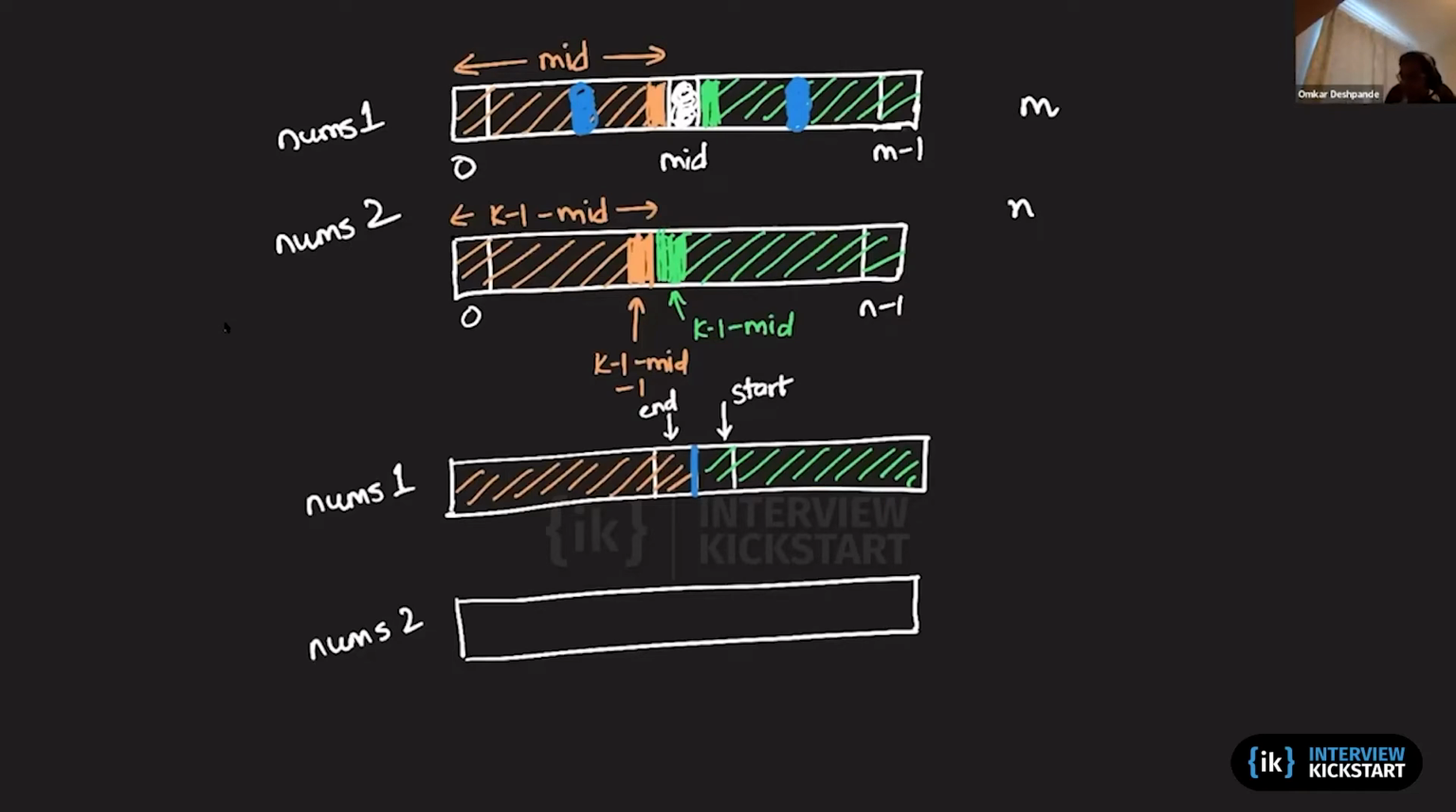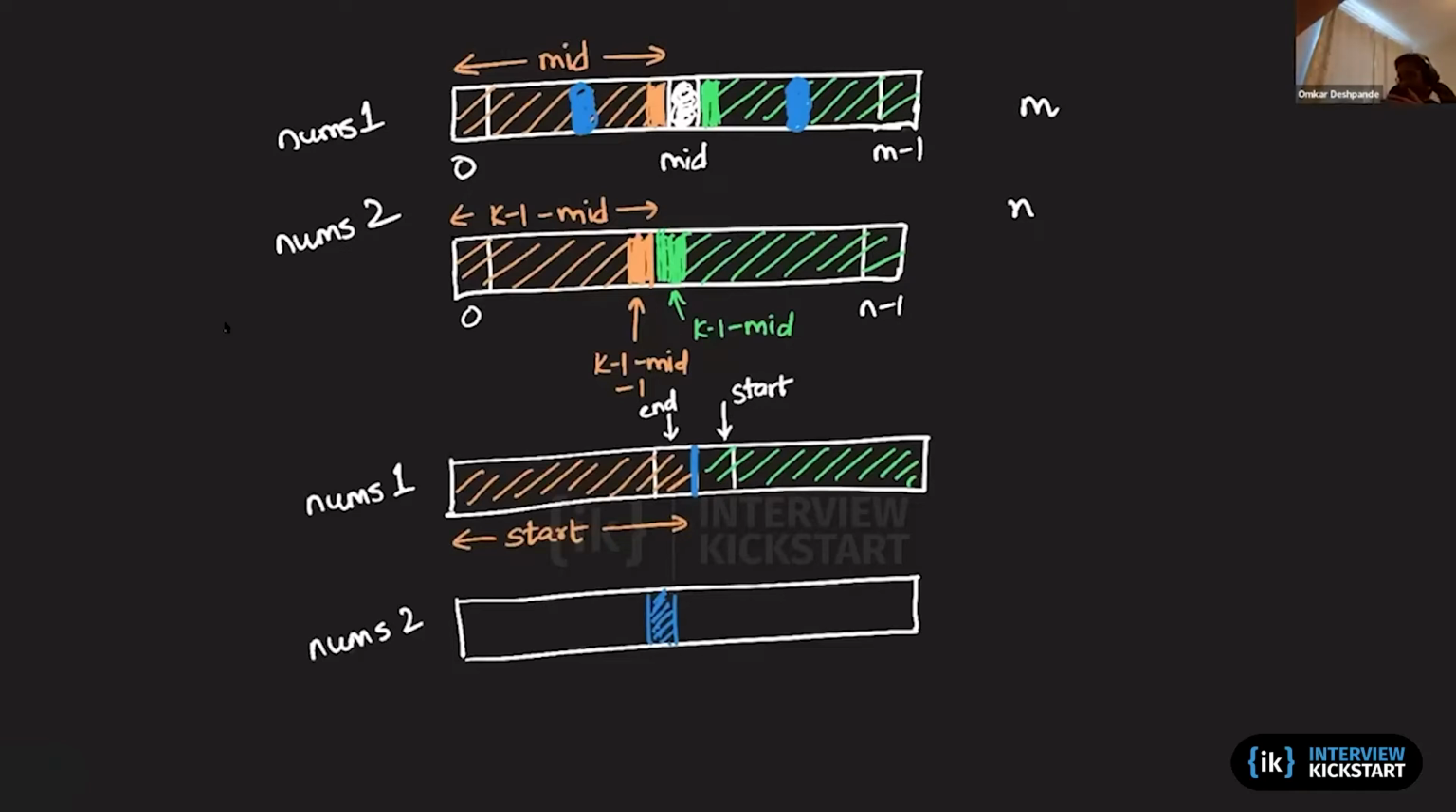Now, at this point, I know the kth smallest value lies somewhere here. I don't know where it is. I want to figure out if I can tell instantly where it is. I know that all of these values are smaller than the kth smallest element. How many such values are there? Well, the start index tells me that, or the end index tells me that. There are exactly start number of values in the orange zone.